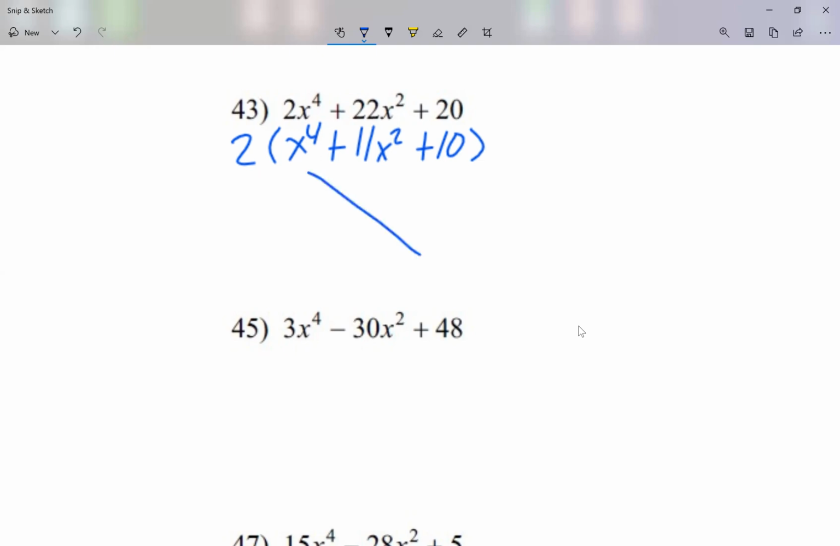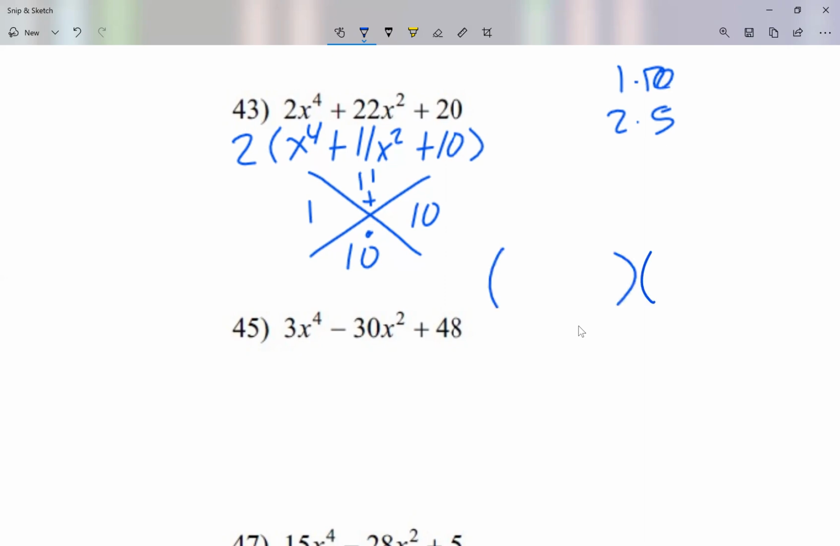So I'm going to do my parentheses, my x here. I'm looking for two numbers that when I multiply equal 10, but when I add is 11. I start thinking of the factors of 10. Two numbers that multiplied equal 10, but when I add is 11. Well, 1 and 10: 1 times 10 is 10, and 1 plus 10 is 11. So my parentheses, one of them is going to finish with +1, and the other with +10.